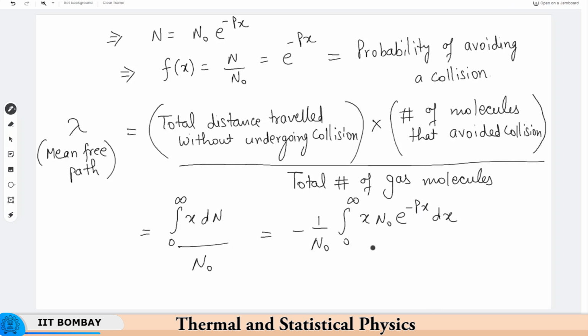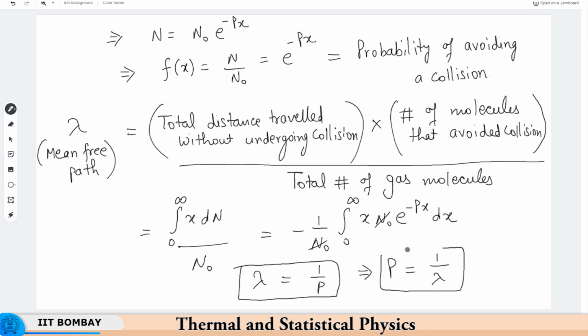And I leave it to you to solve this integral. Basically, you just have to do integration by parts. So, these terms cancel out, and I will just write down the final result. So, lambda is 1 by p, or even more useful, the proportionality constant that we used is nothing but the inverse of lambda. Therefore, the final answer is that this function f of x, which is n by n0, is exponential of minus lambda x.